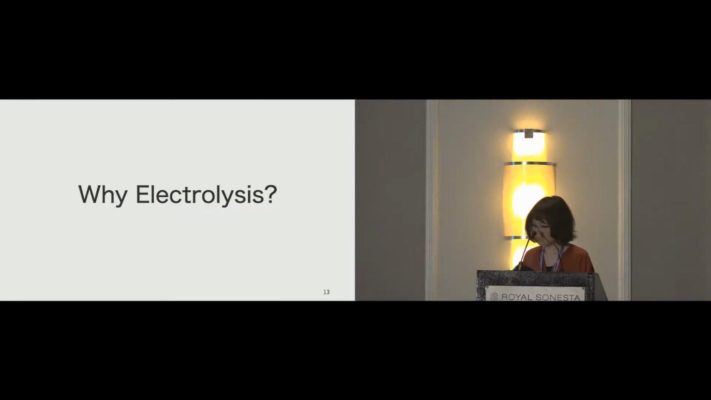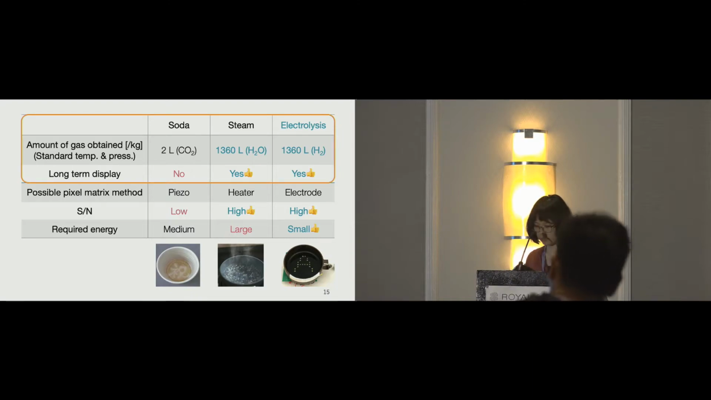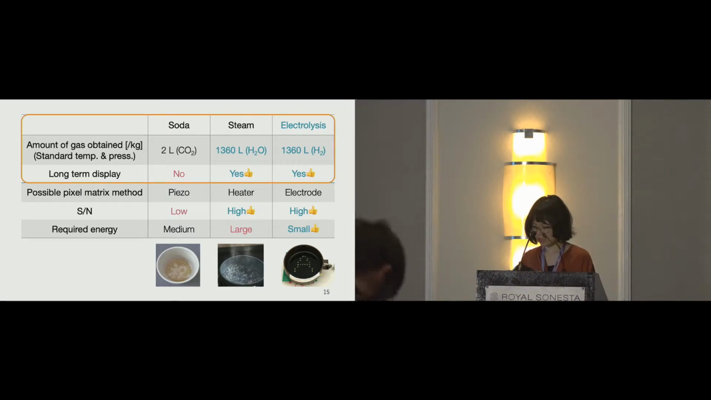So why electrolysis? This table is a comparison of possible methods under the condition of not requiring moving parts and generating a pixel dot matrix pattern dynamically on the surface of the beverages. There are the methods using soda, steam, or electrolysis. First of all, the amount of gas obtained from the liquid per 1 kilogram is around 2 liters for soda. But as for steam and electrolysis, more than 1,000 liters of gas is generated. Therefore, a long-time display can be realized by using steam or electrolysis.